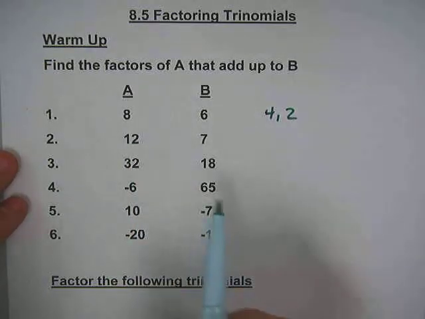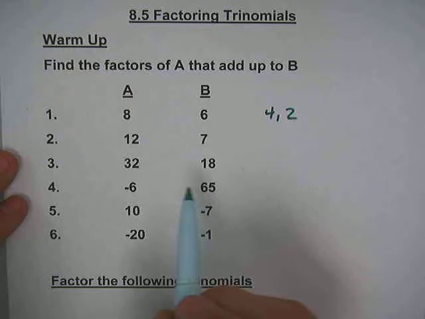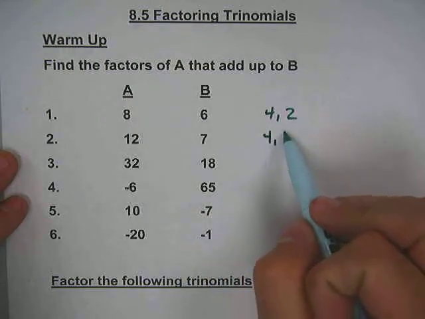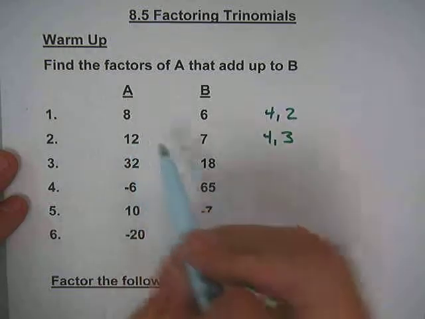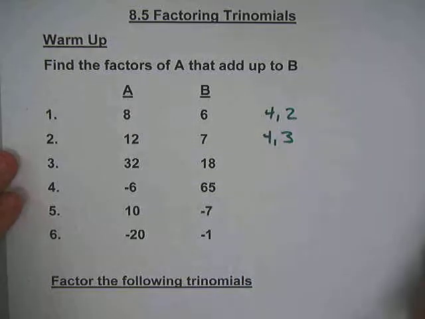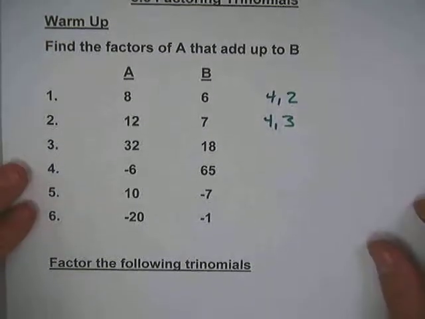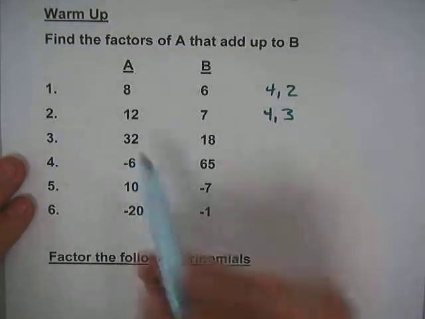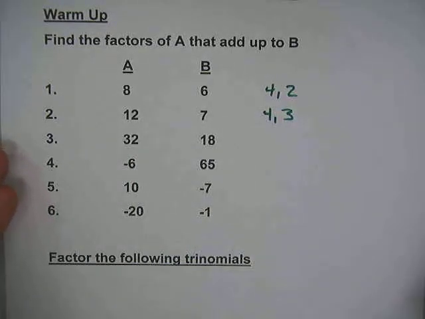What about some factors of 12? You have 1 and 12, you have 2 and 6, 4 and 3. 4 and 3 would work. 4 times 3 equals 12, 4 plus 3 equals 7. Alright, let's try another one. What about this one? Factors of 32.